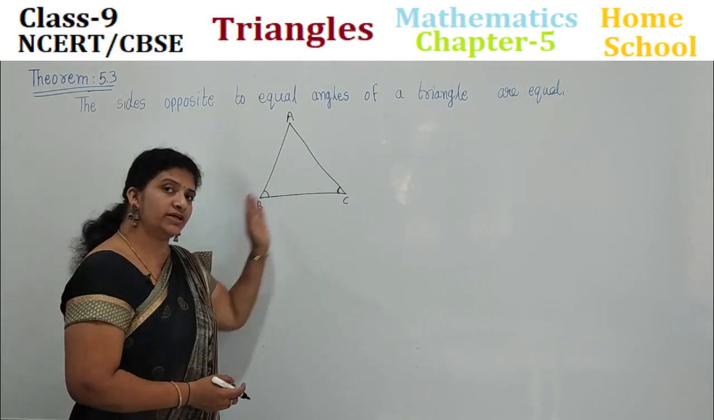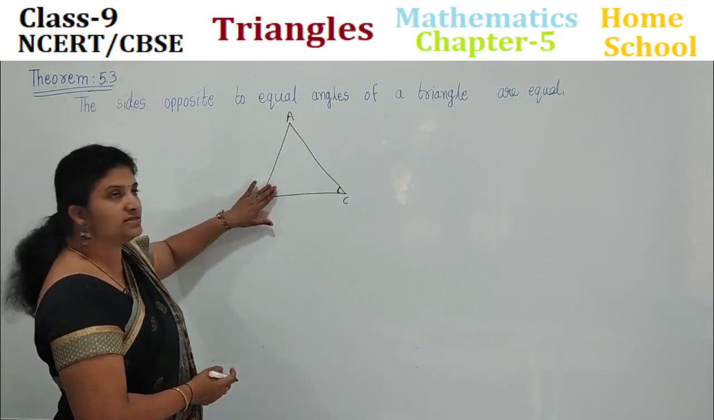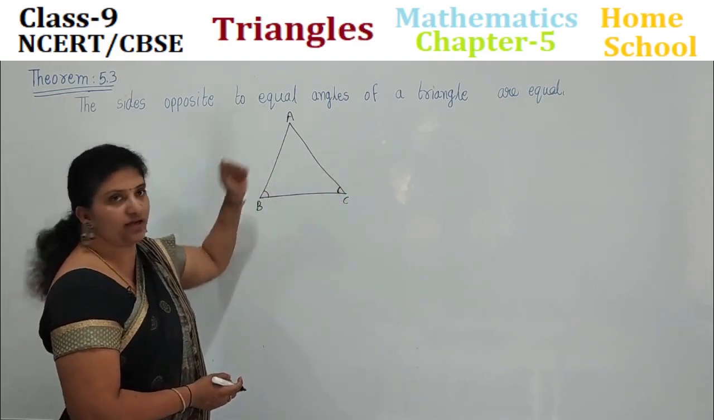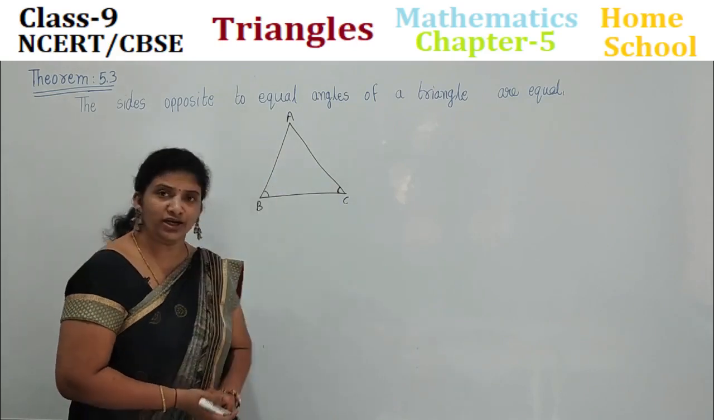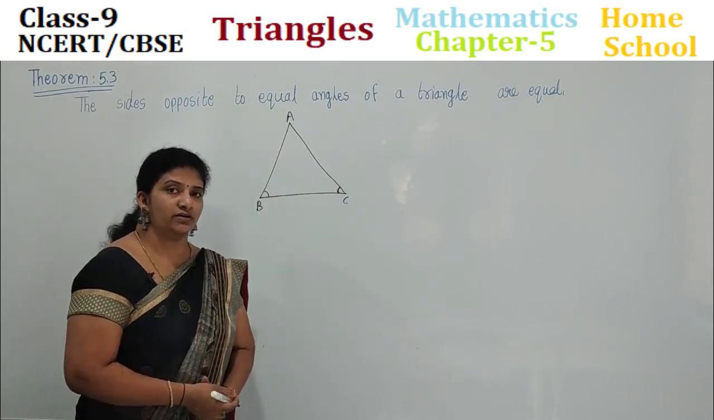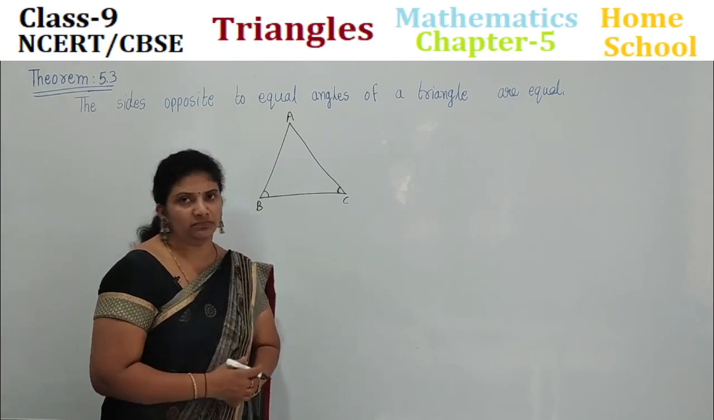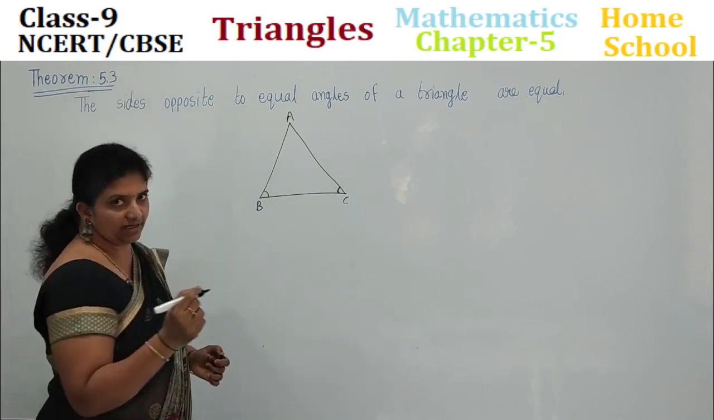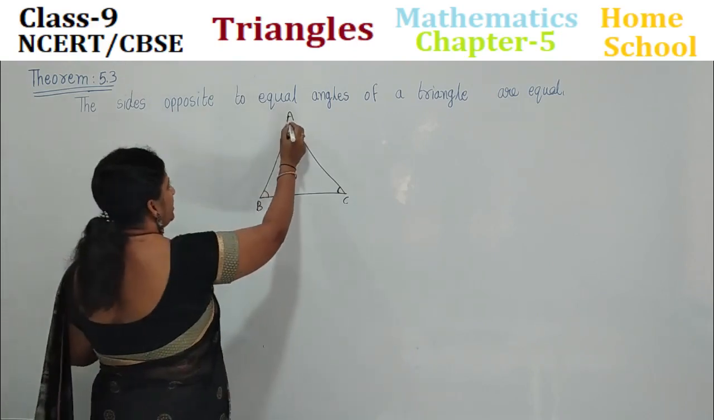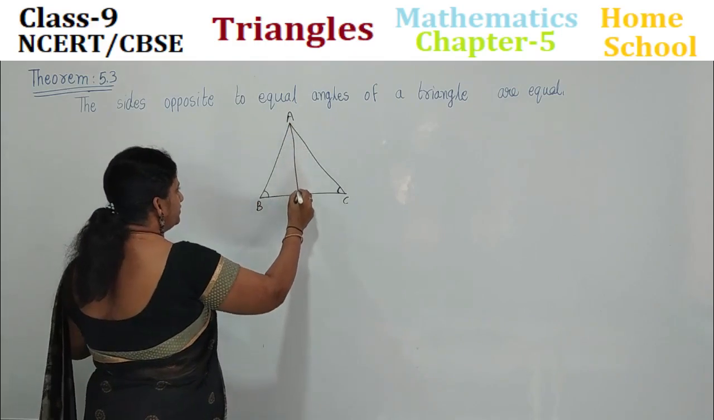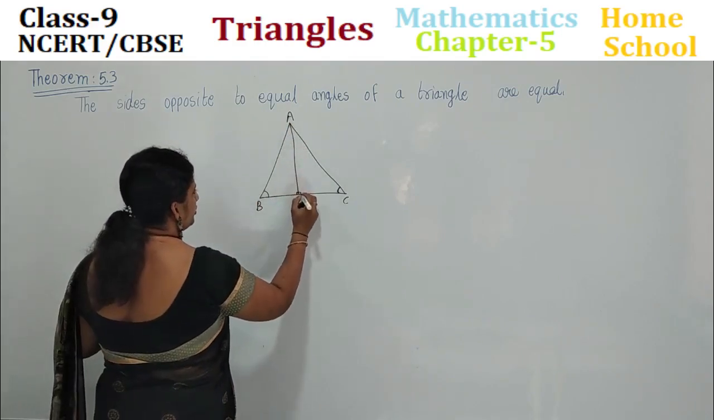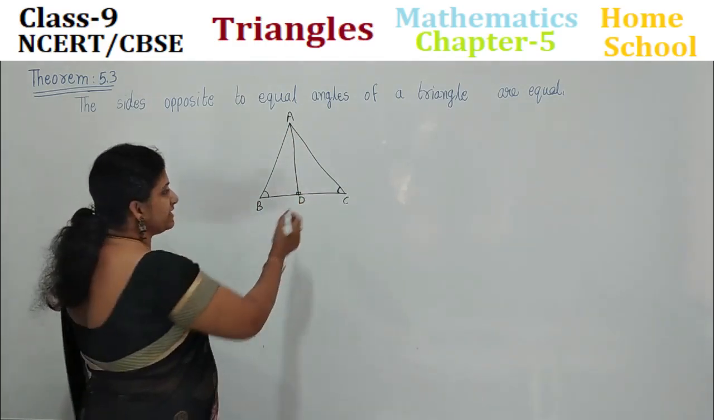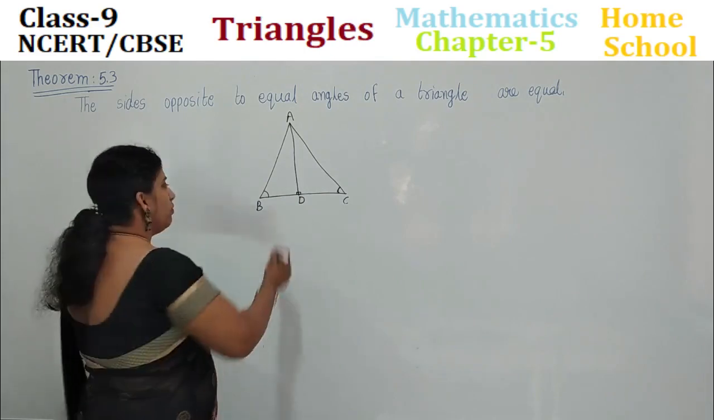The sides opposite to equal angles means what? This angle's opposite side is AC and this angle's opposite side is AB. These two sides equal, we need to prove. How can I prove this one? This theorem can be proved in many ways, we know. So any one way I'll take here in order to prove this. Let me take a perpendicular which is exactly dividing at the midpoint of the base. Perpendicular AD. If D is the midpoint of the base BC, what can you say, children?